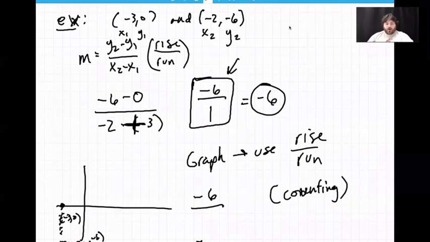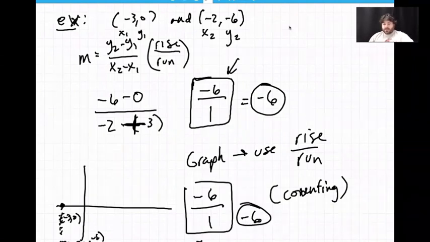How far did I go over? Well, I just went over 1, right? Because I was at -3 and now I'm at -2. So there's my -6/1, which simplifies to be -6. So this is another great way to do this. If you have a graph, just use rise over run. Just count over and up, okay?